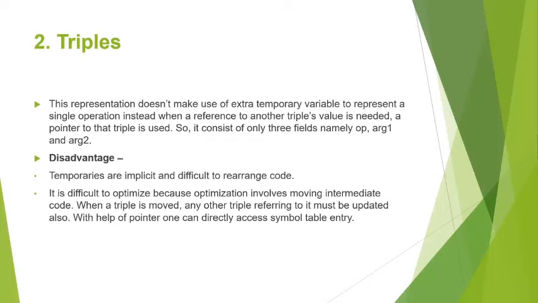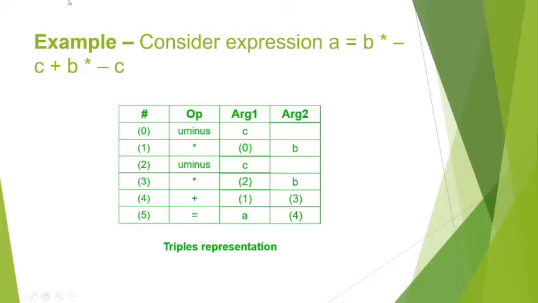So what is the main advantage? The temporaries are reduced. But we cannot easily rearrange the code. That is the main difficulty of this, and it is very difficult for us to optimize the code also. So this is an example. For the same example, here we are using only operator, argument 1 and argument 2. The result is not stored in the result part. Instead, we are using these references.